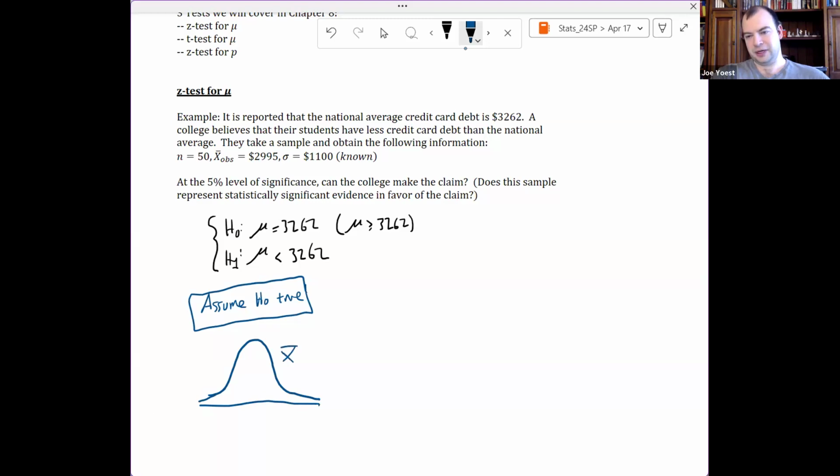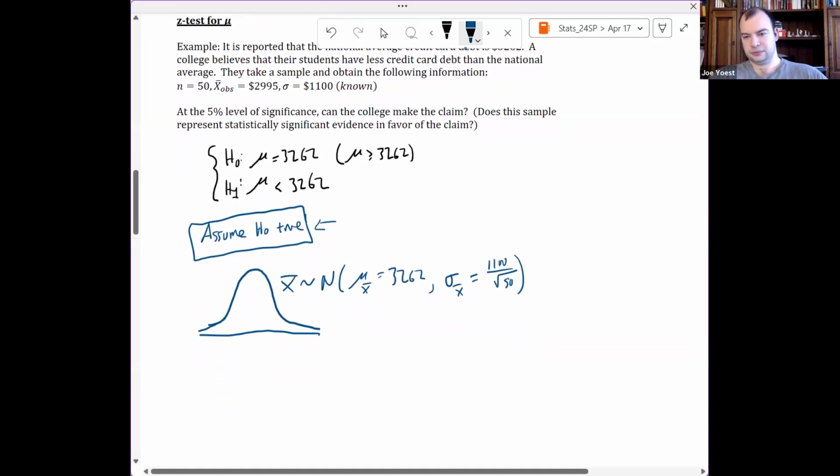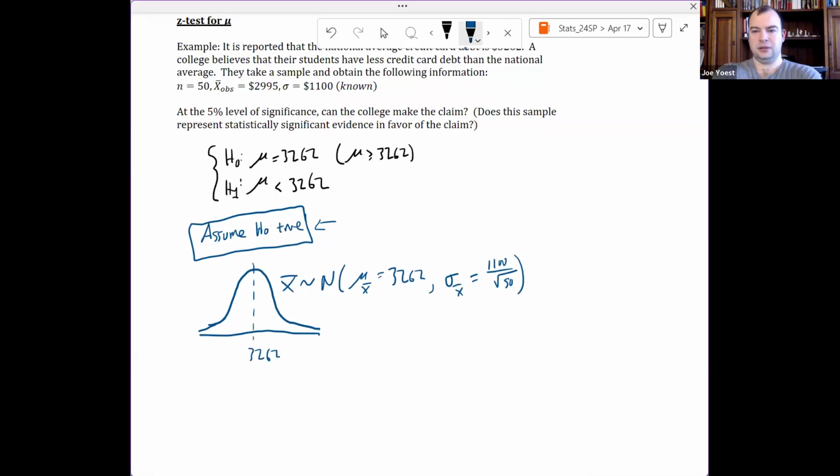Remember from our central limit theorem, X bar is normal, and n is 50, it's bigger than 30. Well, if I just said it's normal with mean mu, I don't know what mu is, but again, because I've assumed H naught is true, and H naught is that mu equals 3262, I now know what that number is. And sigma X bar equals sigma, 1100, over root n, over root 50. So if H naught is true, this is what my distribution of X bar looks like.